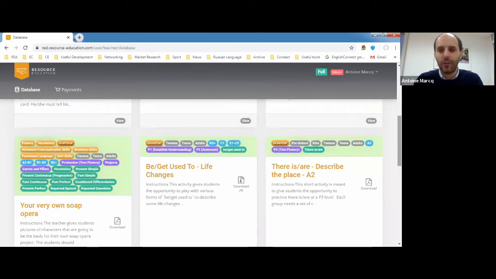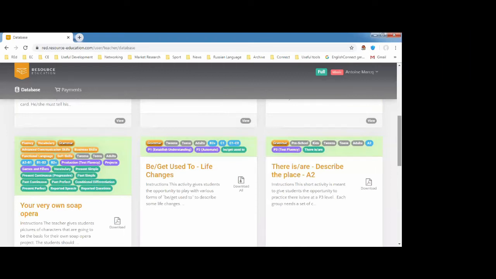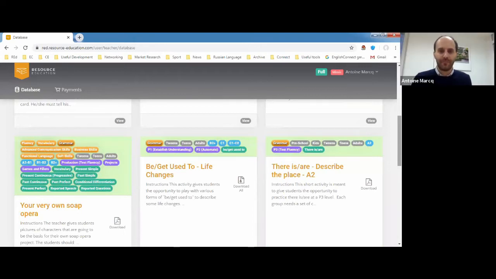Now, there was also last week a request for be get used to. This is much higher level, of course. Be get used to. Tom and I are preparing a video. It'll be on YouTube. It'll be a video explanation of how to teach be get used to, because that can be a challenge to students. It can be a tricky expression to get right.